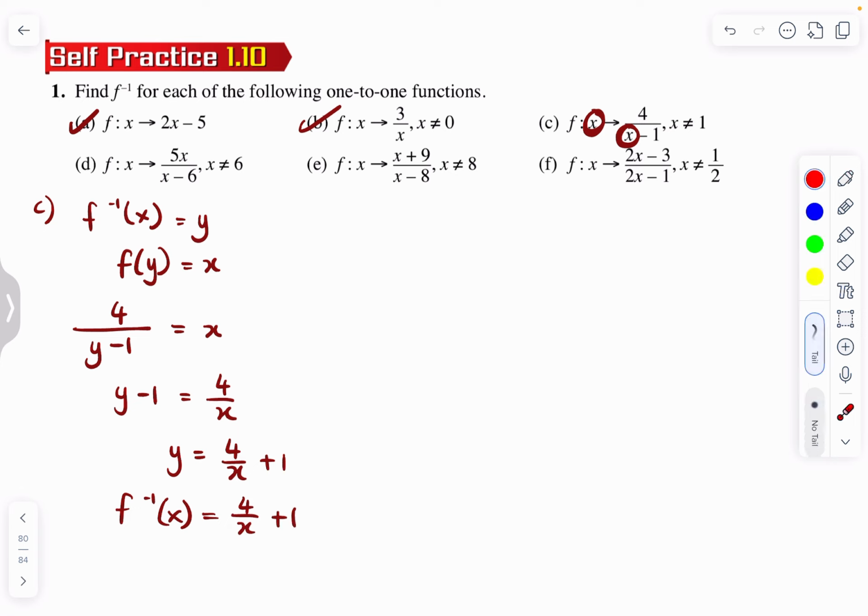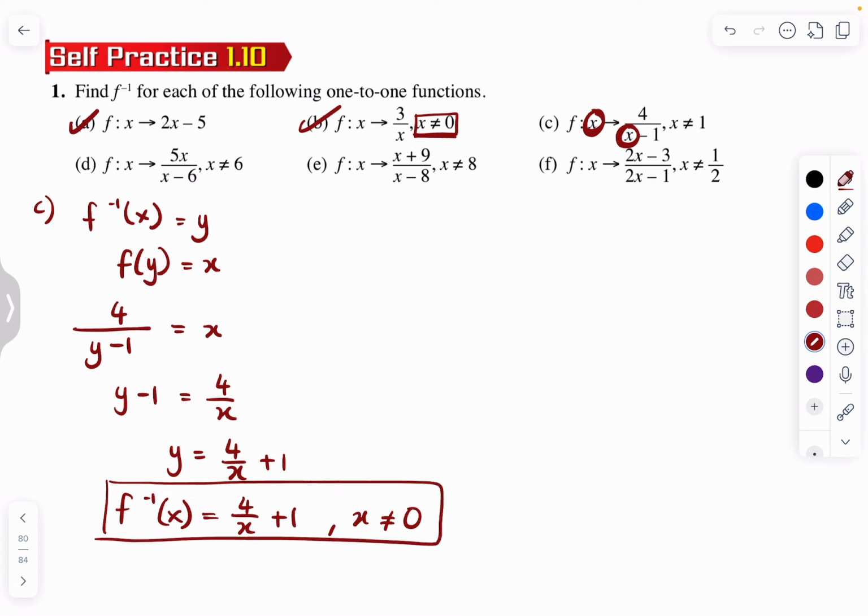Whenever we get the x in the denominator, you need to state the condition where the denominator cannot be 0. So in this case, if x is 0, the denominator will be 0, right? So x cannot be 0. That is this part. Actually for B we also need to write that. I forgot to write. You must state the condition where the denominator cannot be 0. So in this case, x cannot be 0. That's it. This is the answer. And then let's look at D. So C done.